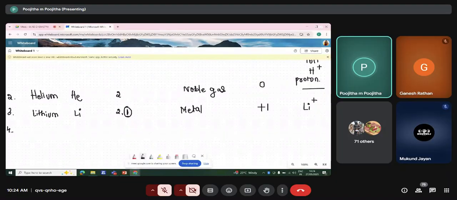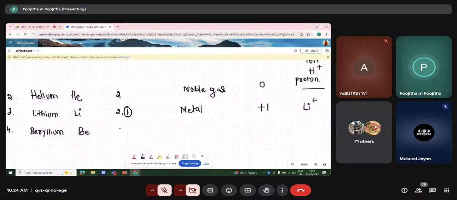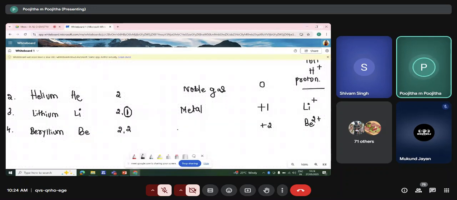Okay. Now which is the fourth element? Beryllium. Are you writing with me? Yes, ma'am. Okay, so beryllium electronic configuration is 2, 2. So beryllium has a tendency to lose 2 electrons. So valency will be +2. Beryllium will be Be2 plus. What type of element is beryllium? It is a metal.